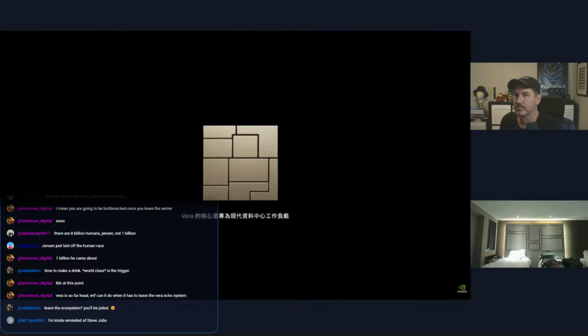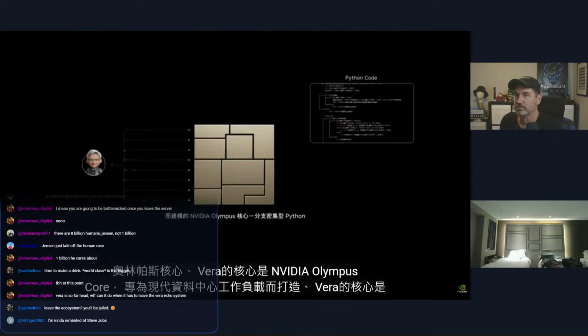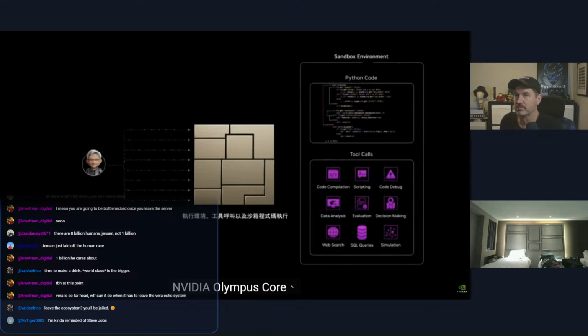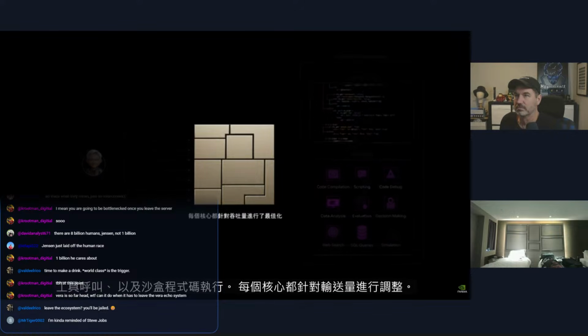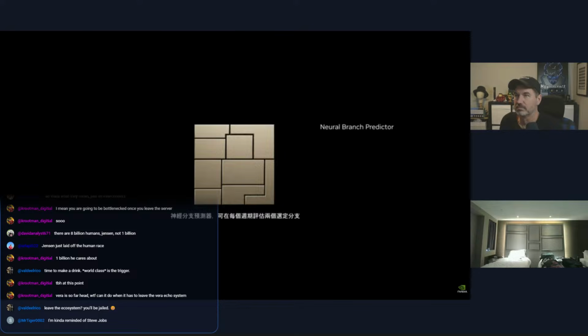At the heart of Vera is the Nvidia Olympus core, built for modern data center workloads, branch-heavy Python runtimes, tool calls, and sandbox code execution. Each core is tuned for throughput, a neural branch predictor evaluating 2 taken branches per cycle. A 10-wide decode engine brings in more work each cycle.